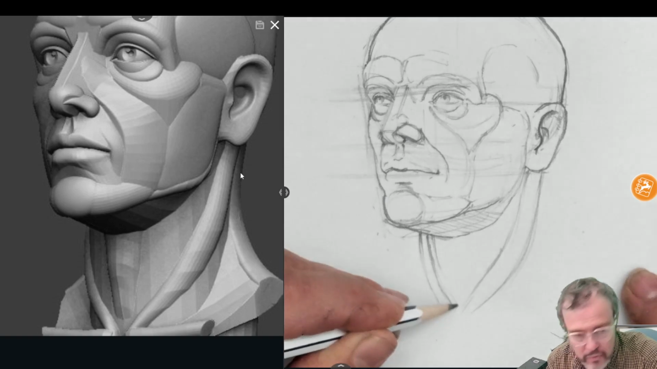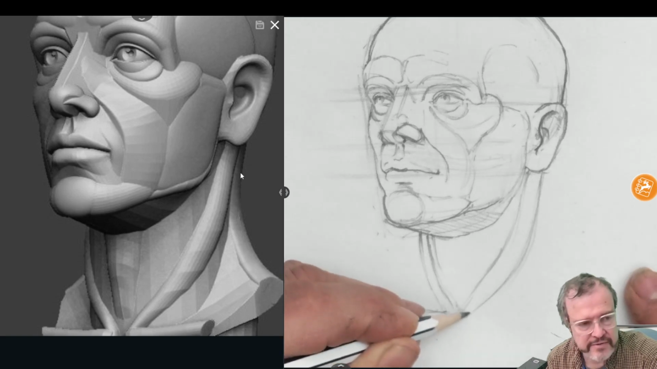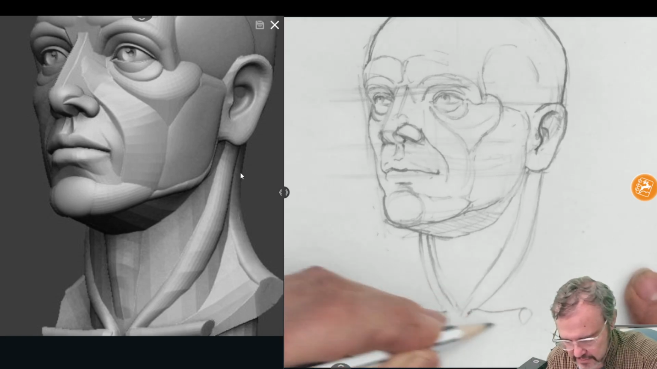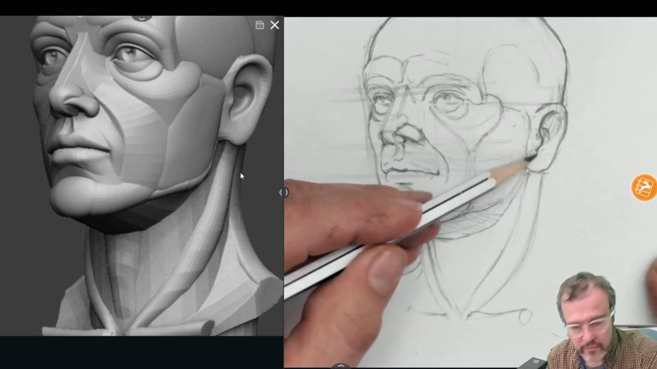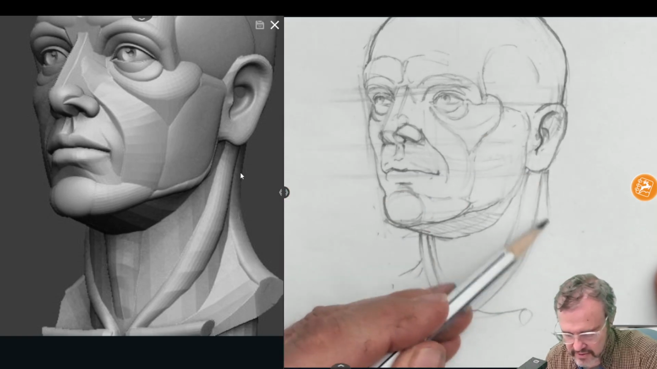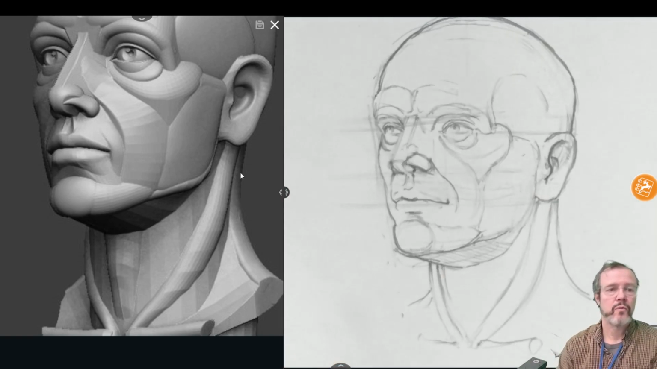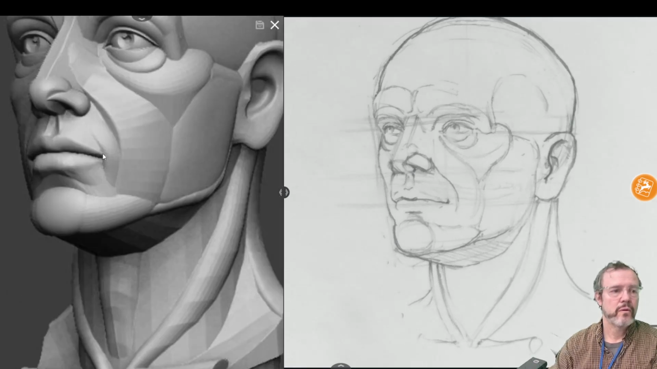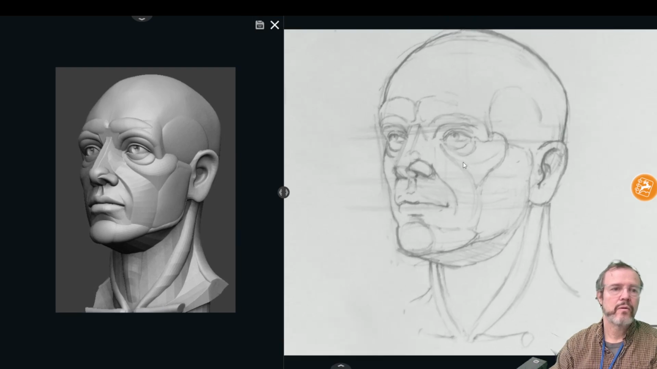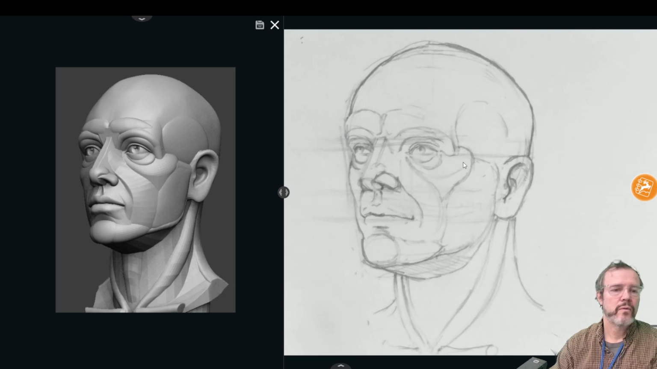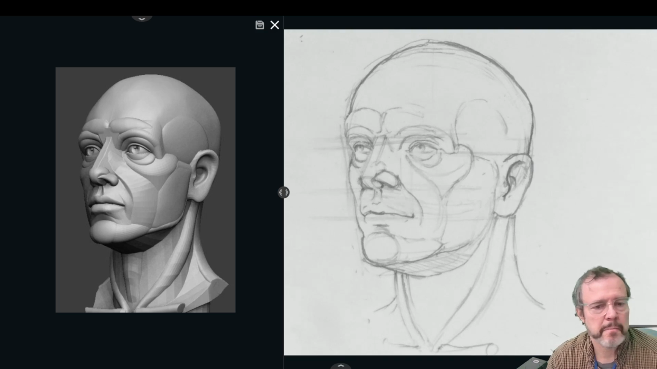And this little very simplified shape represents the clavicle and a little bit of trapezius muscle coming from behind. Okay, I'm going to pause again.